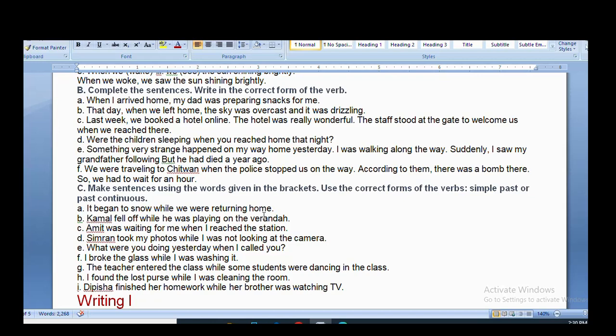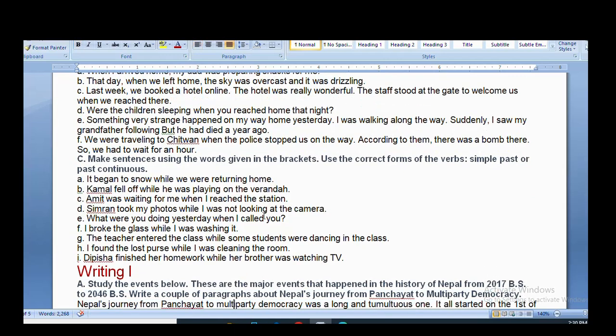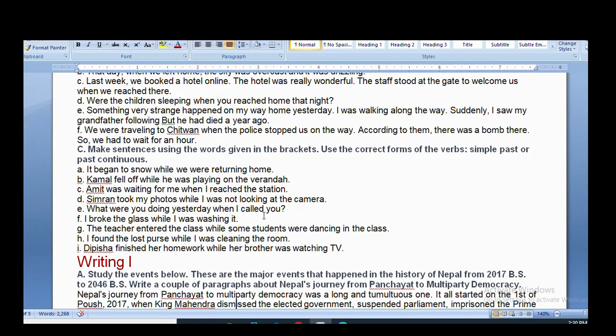We were traveling to Chitwan when the police stopped us on the way. According to them, there was a bomb there, so we had to wait for an hour. Number C. Make sentences using the words given in the brackets. Use the correct forms of the above. Simple past or past continuous here.